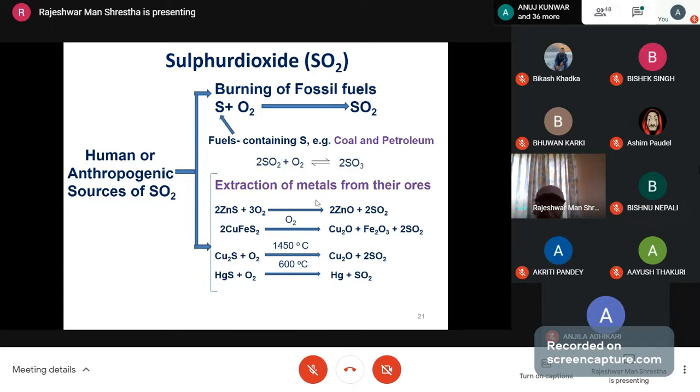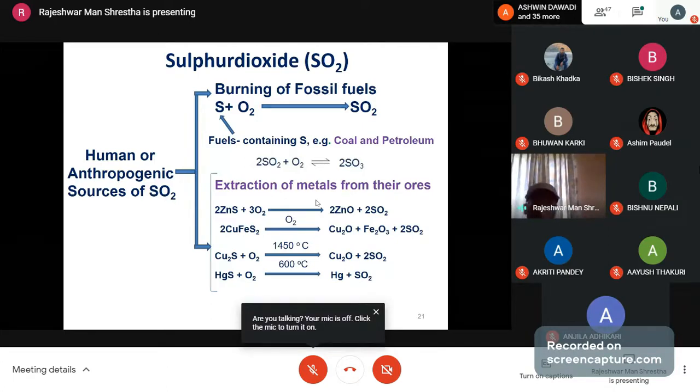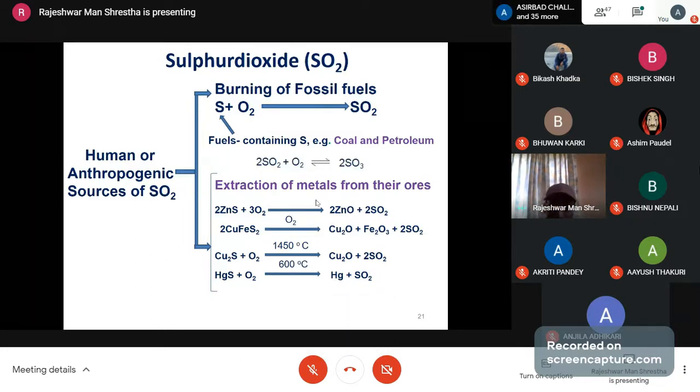In this process, a large amount of CO2 gas is released, and that process is carried out by human beings, because human beings need different types of metals, correct? Copper, mercury, zinc, iron. In this process, heating, roasting of these ores converts them into oxides. And not only is oxide formed, it also forms SO2 gas.